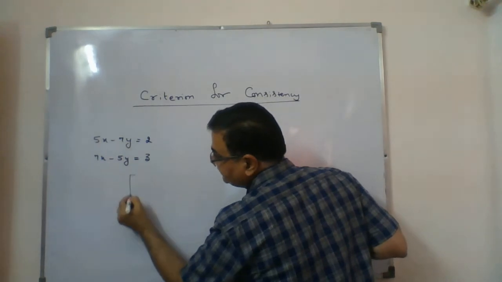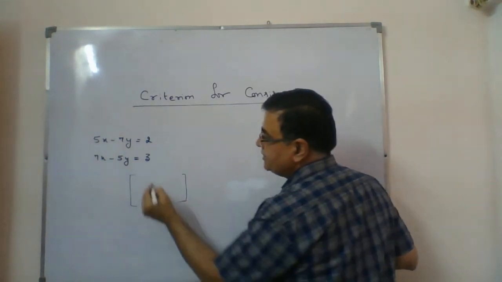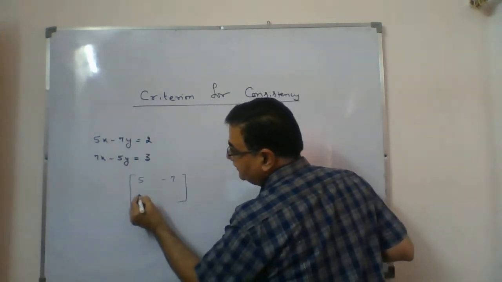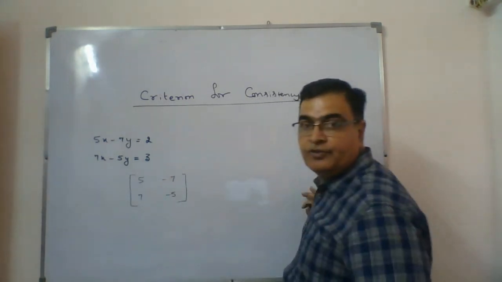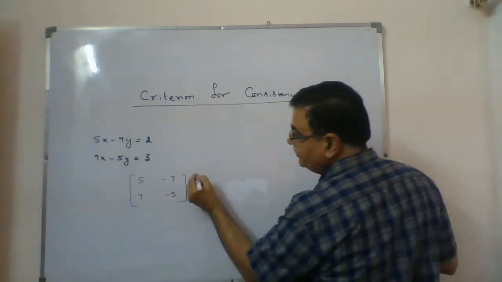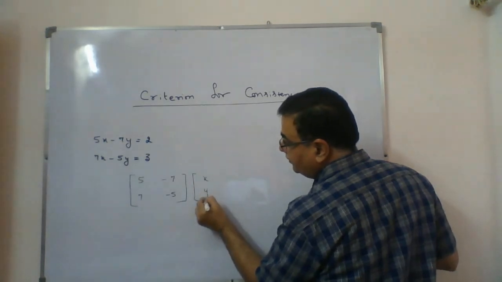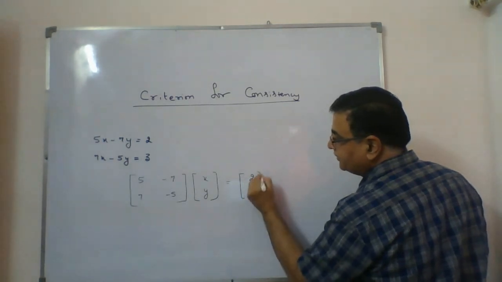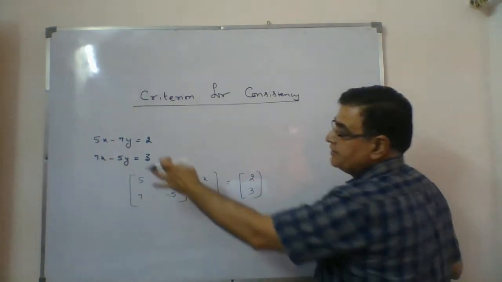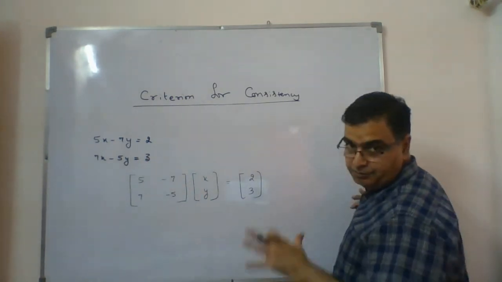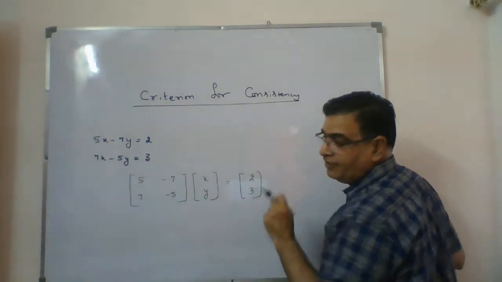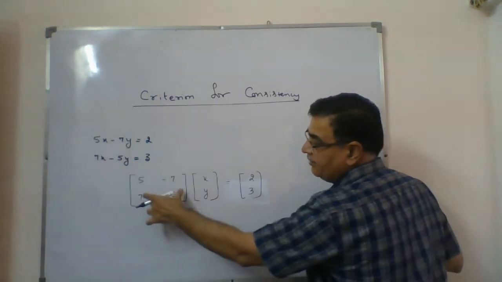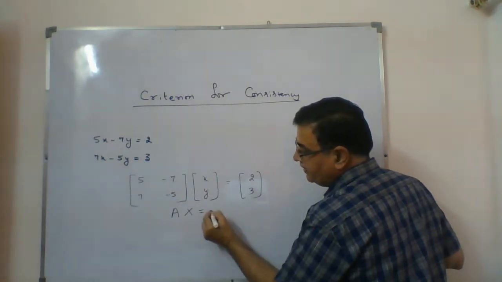The matrix will have the elements 5, -7, 7 and -5. Then this will be multiplied with the variables x and y, and the right side comes out to be 2 and 3. This is the representation of this system of linear equations in matrix form, where we write A X = B. A will be this matrix, X will be this matrix, and that is equal to B.